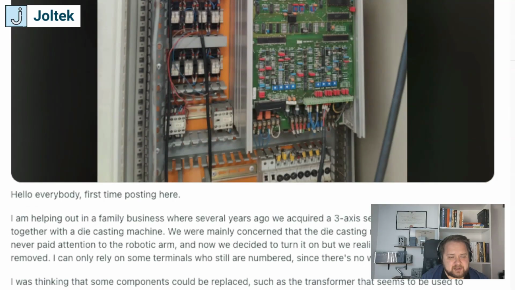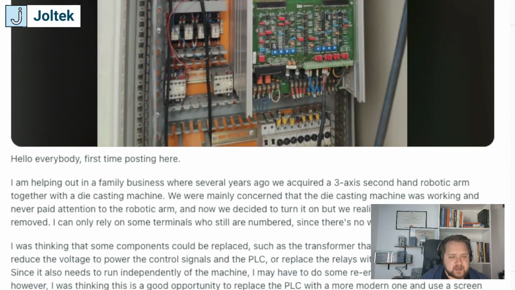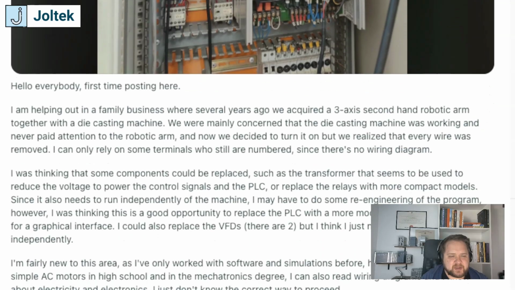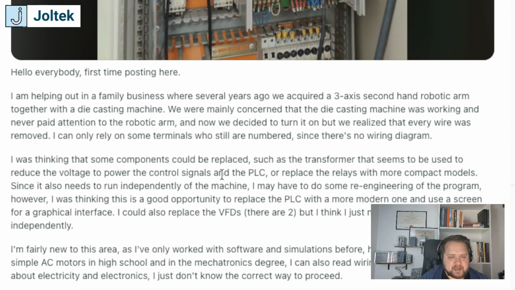And he says, hello everybody, first time posting here. I'm helping out a family business where several years ago we acquired a 3-axis second-hand robotic arm together with a die casting machine. We were mainly concerned that the die casting machine was working and never paid attention to the robotic arm. And now we've decided to turn it on, but we realized that every wire was removed. I can only rely on some terminals who still are numbered since there's no wiring diagram.